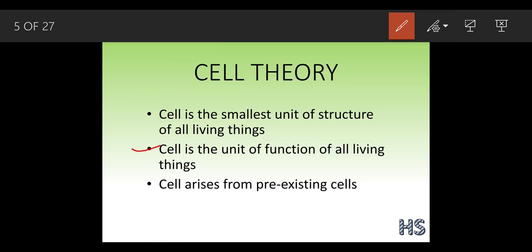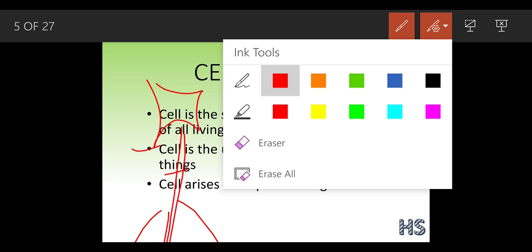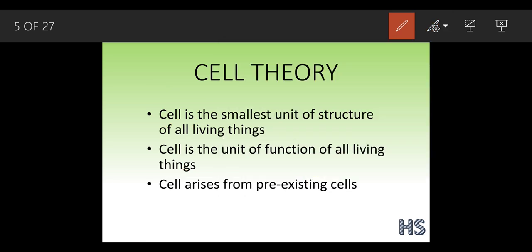Second, the cell is the unit of function of all living things. Cells have some organelles inside them. What do we mean by organelles? We are going to understand in detail in the further slides. As of now, what is the function of this neuron? The function of this neuron is to transmit the message. What is the function of the RBCs? To transport oxygen to each and every part of the body. So different cells have different functions to perform. That means the cell is the unit of function of all living things as well.